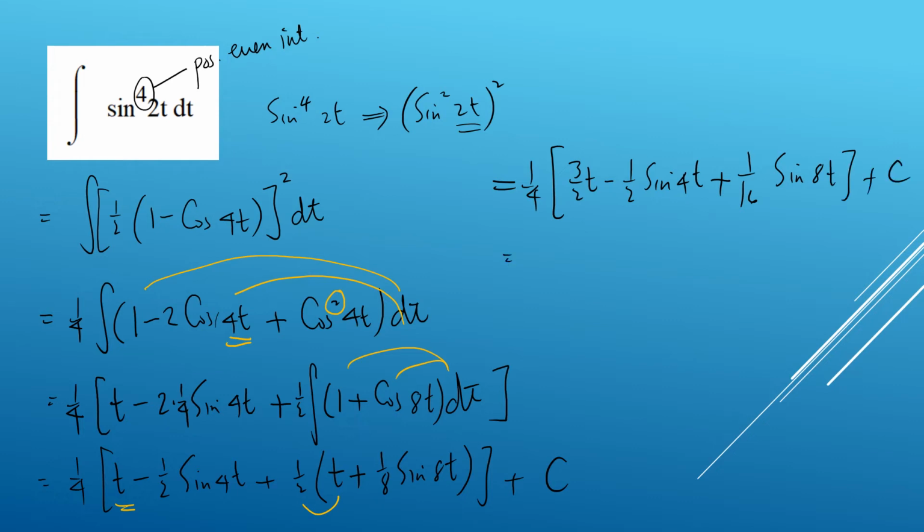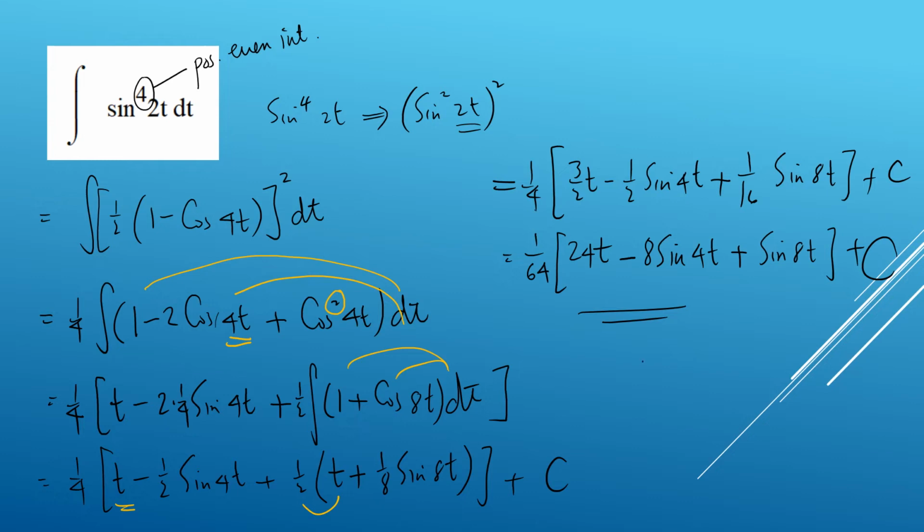If you want to get rid of the fractions inside, we can factor 1 over 16. So 1/4 times 1 over 16 is 1 over 64. So 16 divided by 2 is 8 times 3 is 24t minus 16 divided by 2 is 8 sine of 4t plus sine of 8t plus c. Okay, so that concludes case 2.